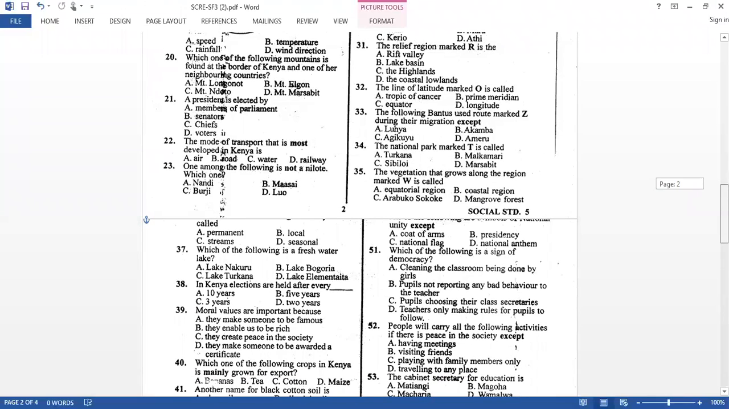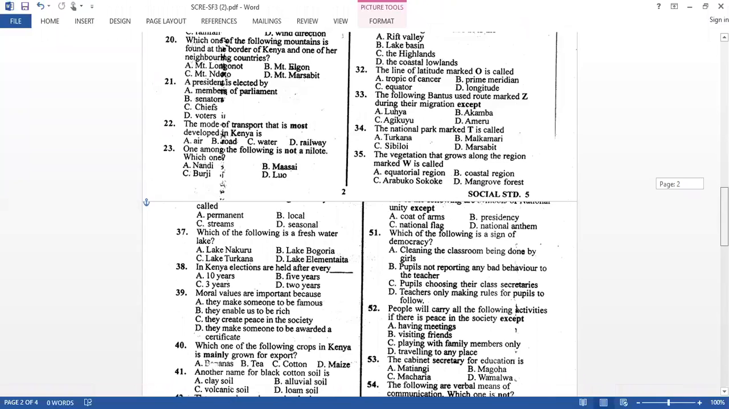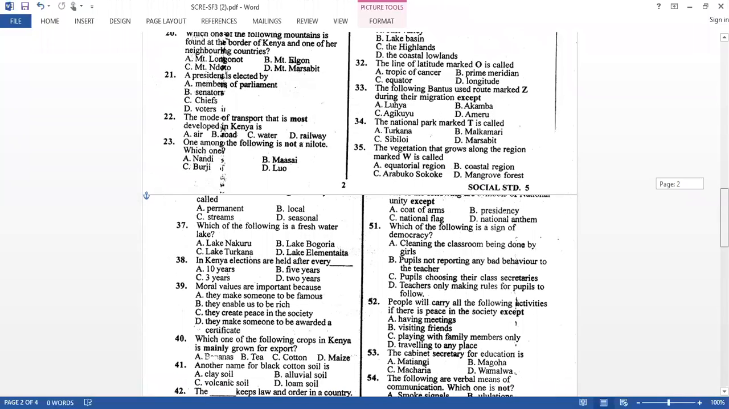Then number 36, sorry, number 36 is not there, but it talks about rivers which flow throughout the year. They are called permanent, while the rivers that dry up during the dry season are what we call seasonal rivers.